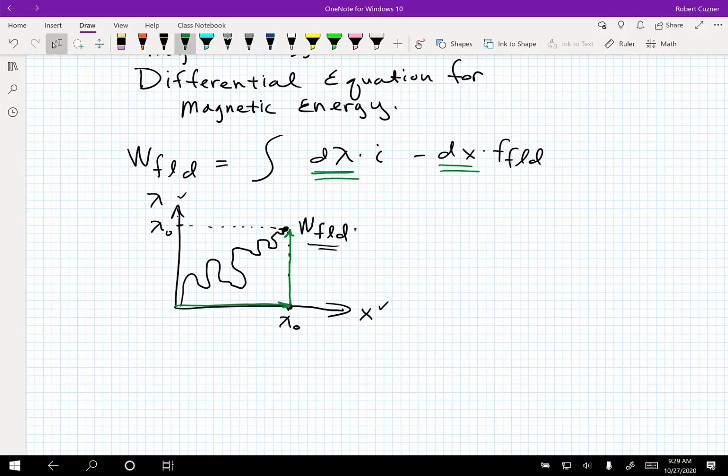So if we do that, then we can write our differential equation like this. We're trying to find the energy at point x naught, lambda naught, at that point by an integration.